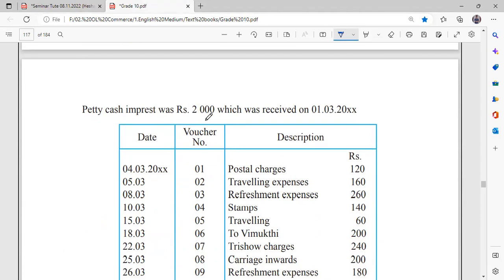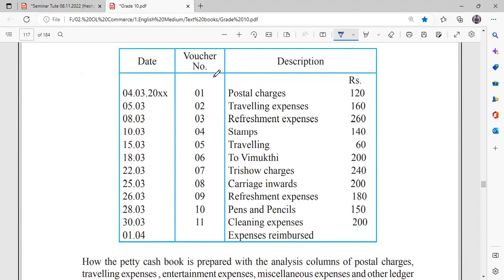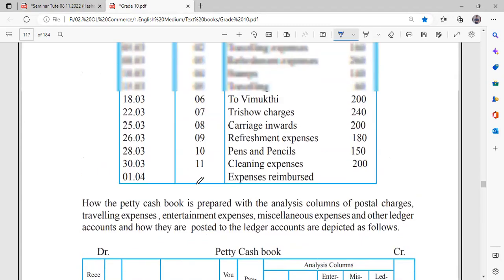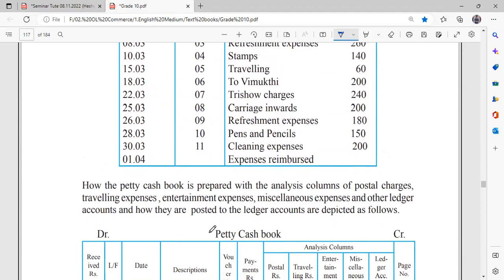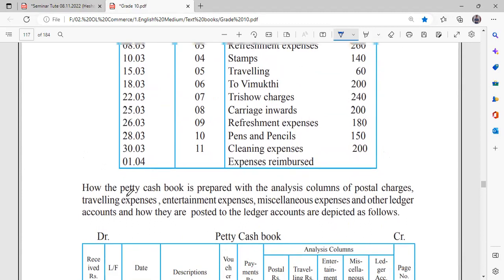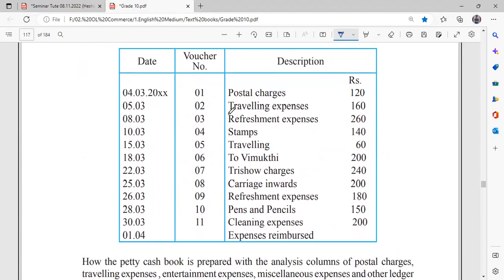Okay. Now these are the petty cash payments during March, right? This voucher number means petty cash payment vouchers, right? And we need to record it. And on 1st of April, we need to reimburse these expenses, right? How is the petty cash book prepared with the analysis column of the postal charges? Now we need to decide the analysis columns.